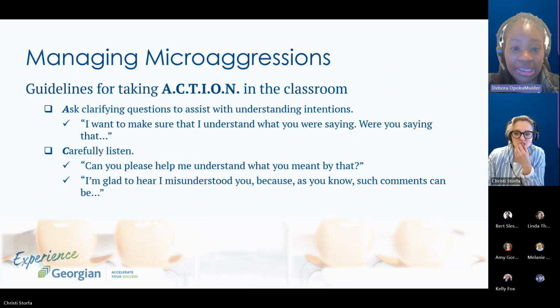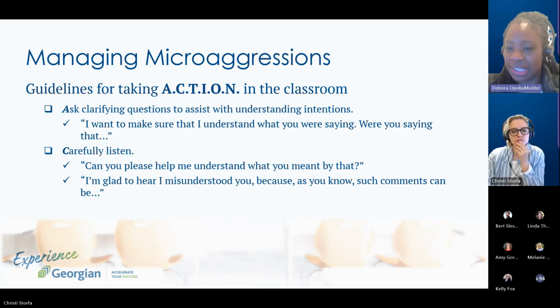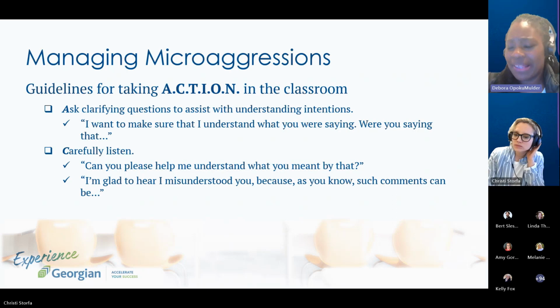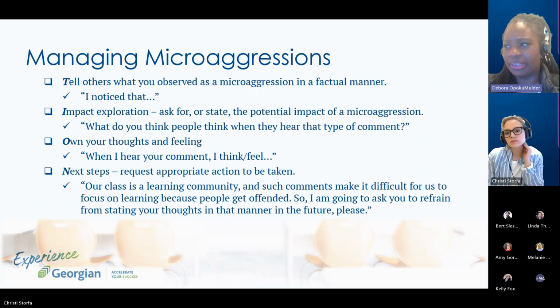The C is for carefully listen. So you might want to say, "Can you please help me understand what you meant by that?" Or, "I'm glad to hear I misunderstood you, because as you know, some comments can be..." Keep asking questions. Clarify, right? What do you mean by that? Oftentimes when you're doing that and you have them really think about what they said, you can really engage in a fruitful conversation about that microaggression that was committed.